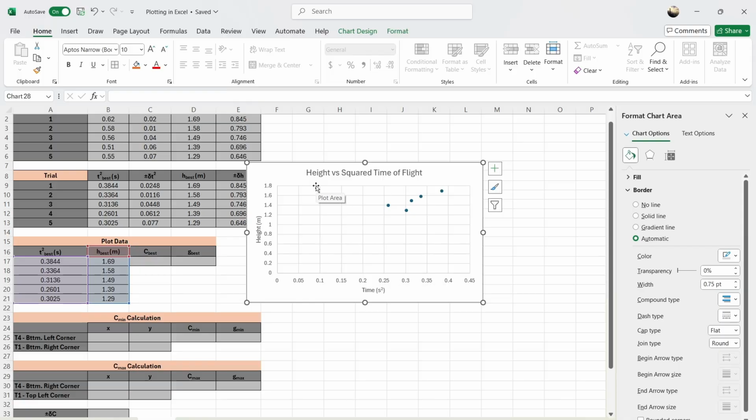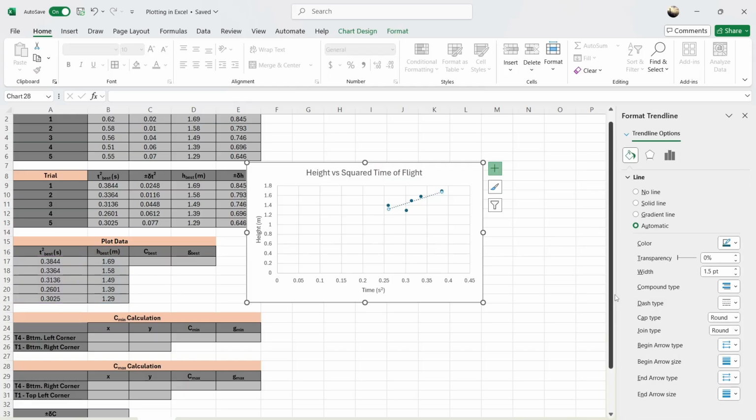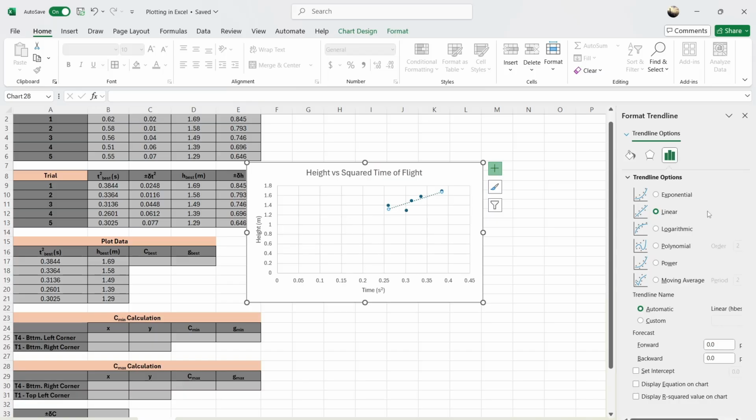So we're looking at height versus the squared time of flight, where my y-axis is labeled as the height in meters, and the x-axis is labeled as the time, but in seconds squared, since we squared the time. Now we're going to go ahead and add our trend line to this equation, right? And we're going to click more options as well, because there's a few different things we're going to want to do as we attach this linear fit trend line.